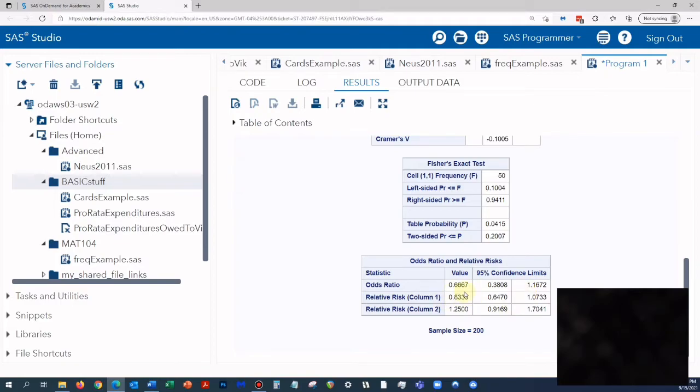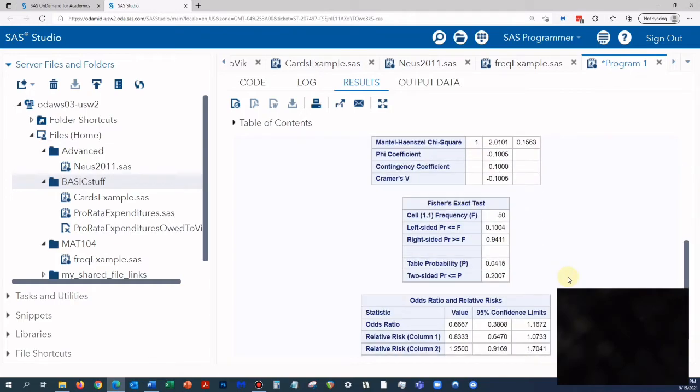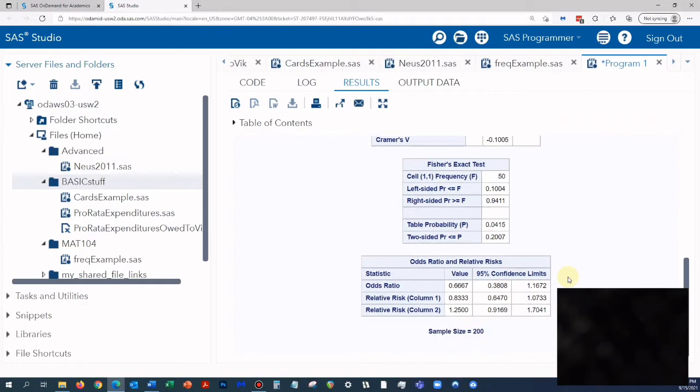So we already knew that this was a non-significant association due to this chi-square value. But this is also a non-significant association because the confidence limits for the relative risk, column 1, are from 0.647 to 1.073, which captures that number 1. So this is non-significant, either way you slice it.